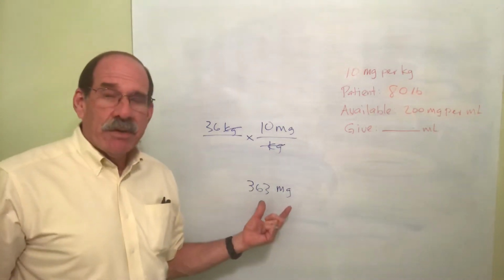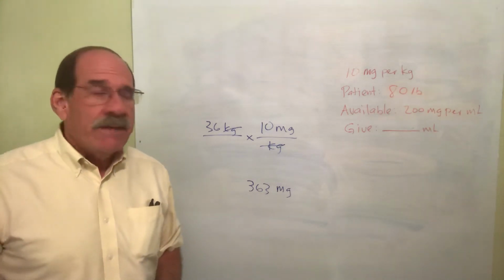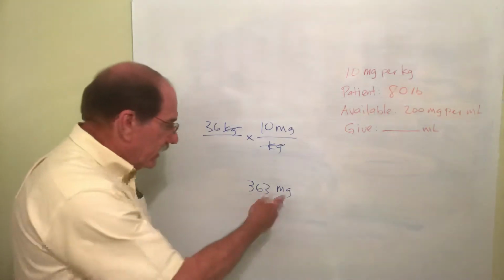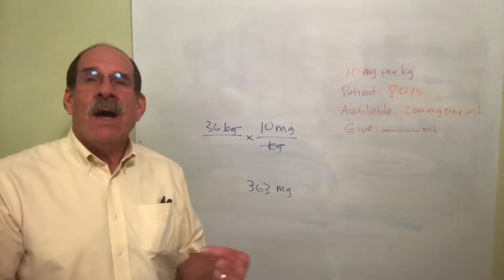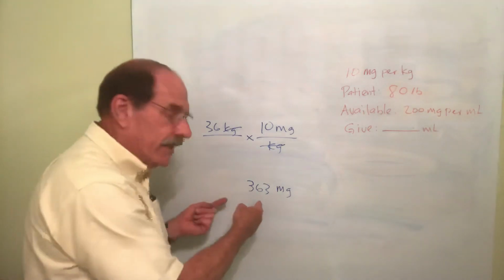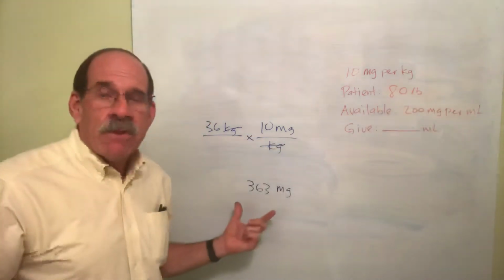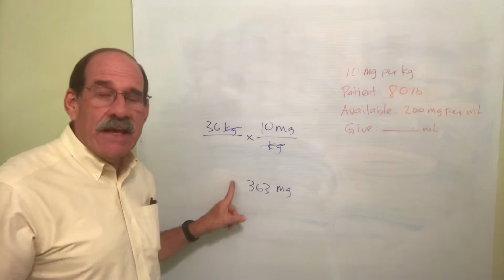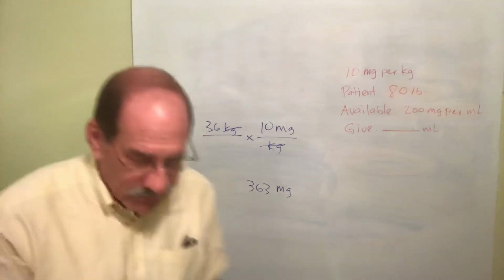If it doesn't say per day, this is a per dose amount. That means every time the patient gets his or her medication, that's how much the patient will get. What are you not going to do with this kind of problem if it doesn't say per day? You're not going to divide by the number of times per day, because that's not the per day amount. Now some people have trouble.